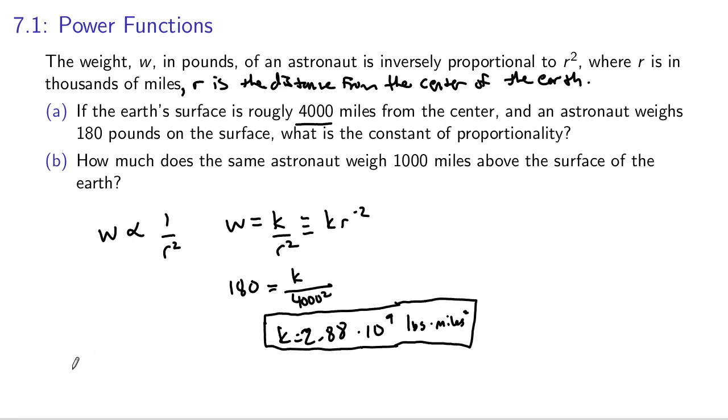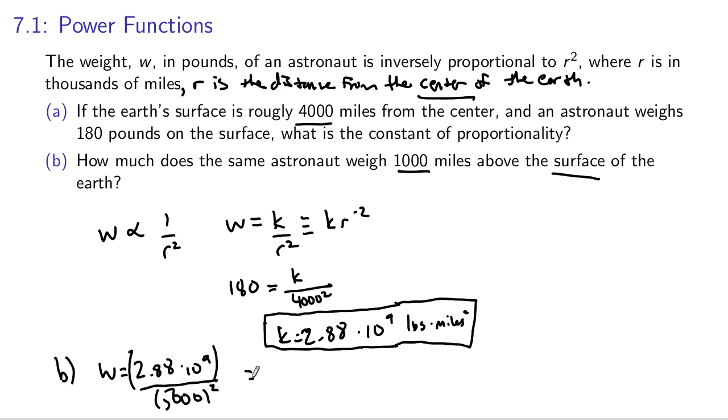That's part A. Part B, how much does the same astronaut weigh 1,000 miles above the surface of the Earth? So the weight would be the 2.88 times 10 to the ninth power, our constant, divided by r squared. R, remember, is the distance from the center of the Earth. This is 1,000 from the surface, so we need to add 1,000 to 4,000 to get 5,000 squared.